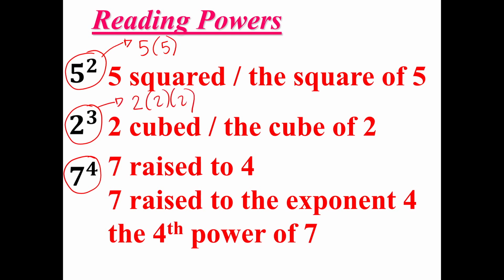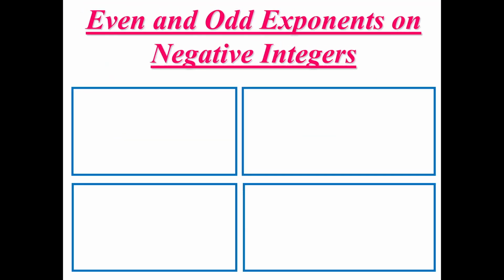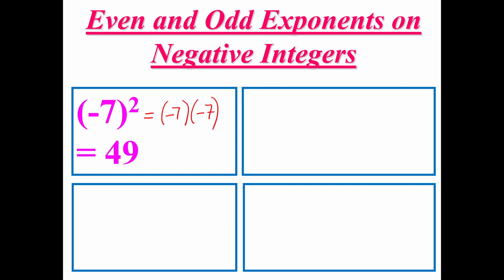Now, let's go on with negative numbers. Even exponents on negative integers. What if I'm going to give you negative 7 squared? What's the result when you square negative 7? Right, negative 7 squared means negative 7 times negative 7. So how much is negative 7 times negative 7? Positive 49. Positive 49. Very good.